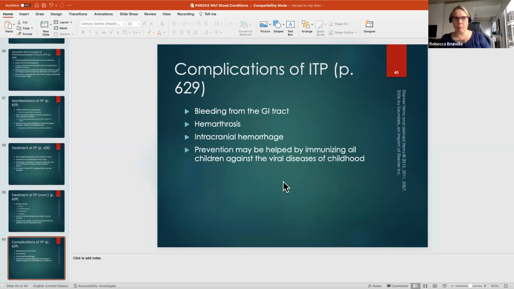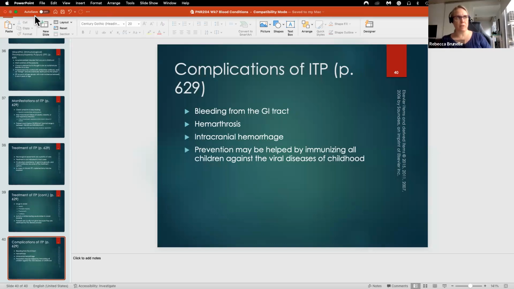So any place that you could bleed, that would be a complication from ITP. So you can have GI bleeding, you could bleed into your joints, you could have an intracranial hemorrhage. And then, like I said, the rubeola and rubella are covered by the MMR, but it can also happen in response to other viruses. So making sure kids are all up to date on their immunizations can prevent cases of ITP because it's an autoimmune response after they have a viral infection.